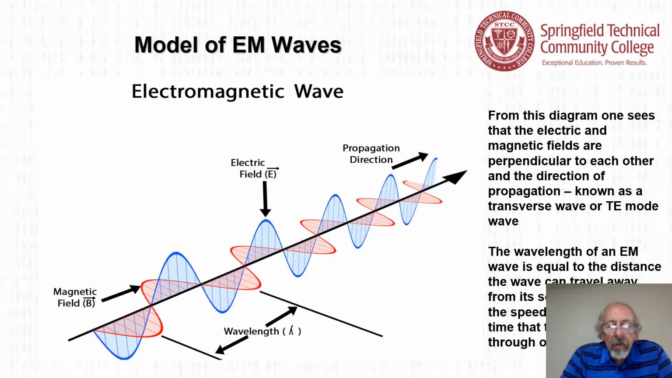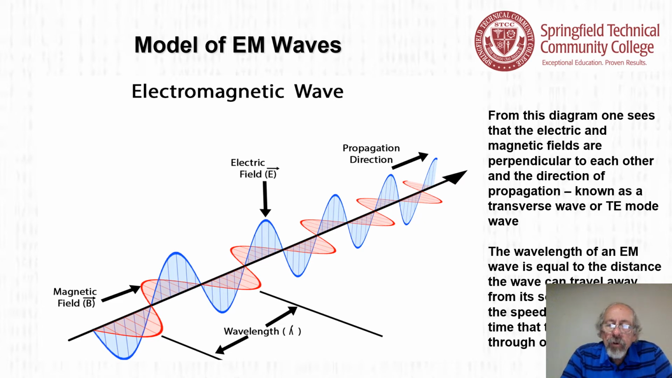So here's an electromagnetic wave. The blue is the electric field, the red is the magnetic field, and notice the propagation direction is perpendicular to both the electric and magnetic fields. Notice the electric and magnetic fields are sine waves, and there's a designation of a wavelength there from the tops of two magnetic field peaks. So we also call this a transverse wave or TE mode wave. There are other modes of operation.